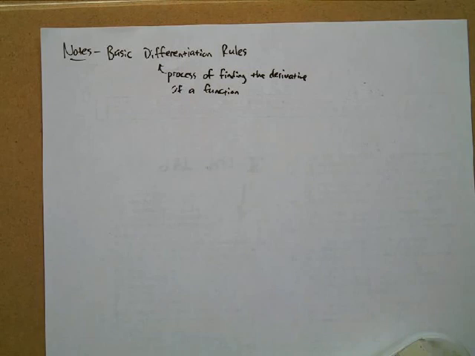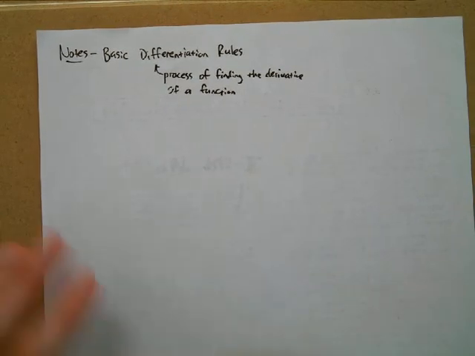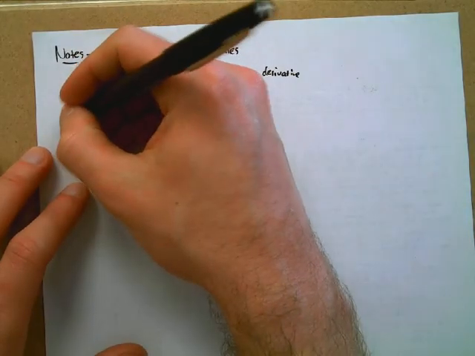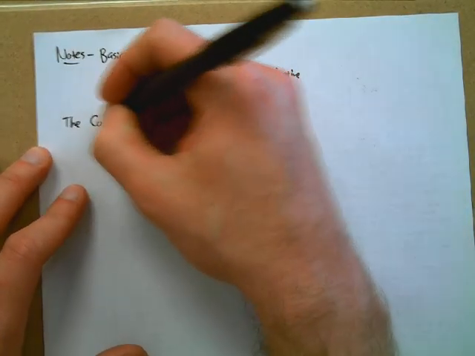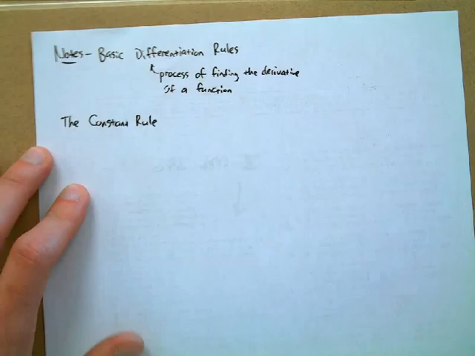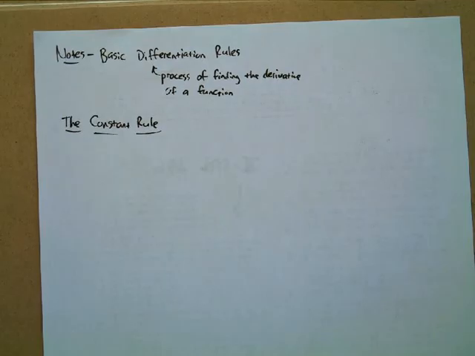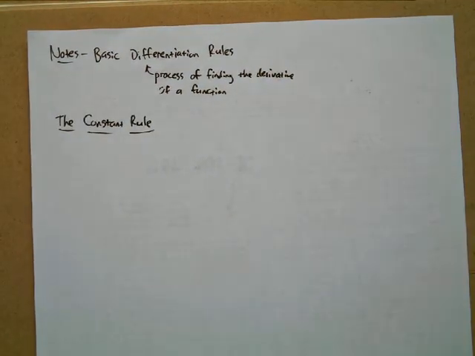So, let's get into some of these rules here. Let's try and figure some things out. One of the first rules we're going to look at here is called the constant rule. So the first thing we'll look at is something pretty simple. We'll be looking at taking the derivative of a constant.